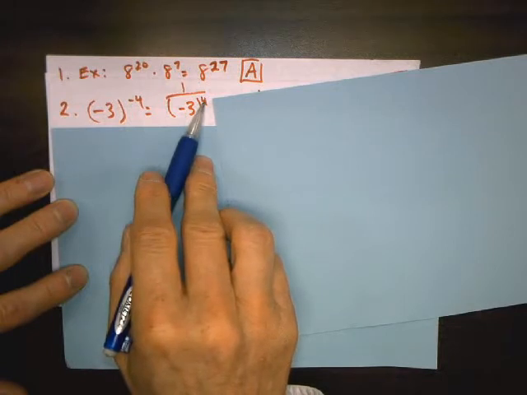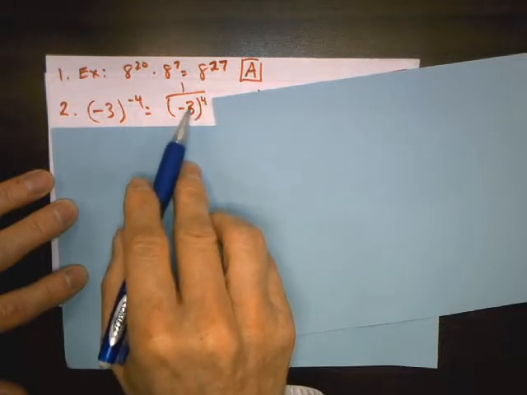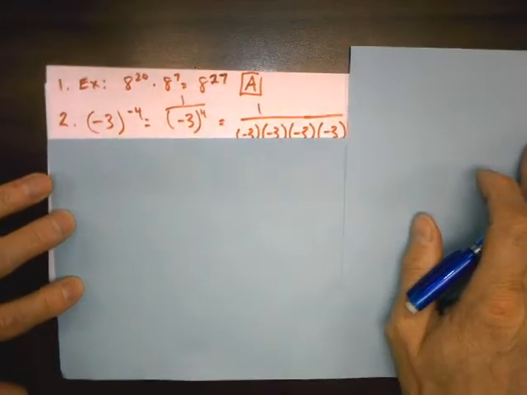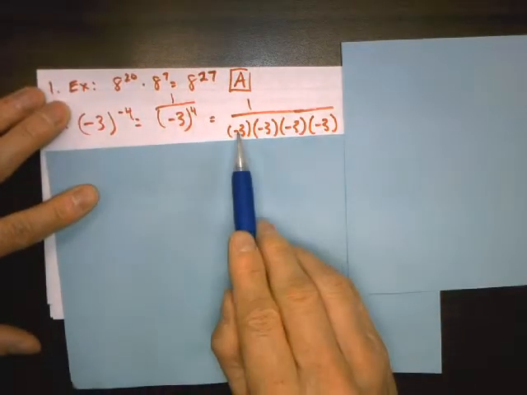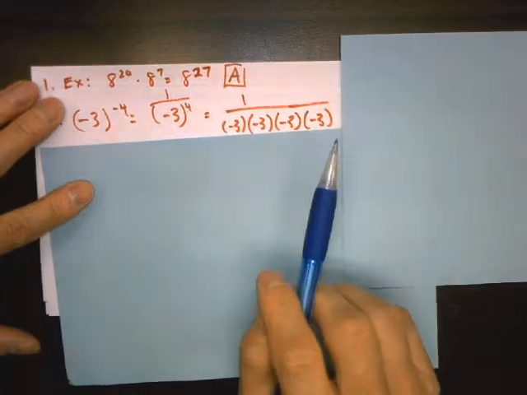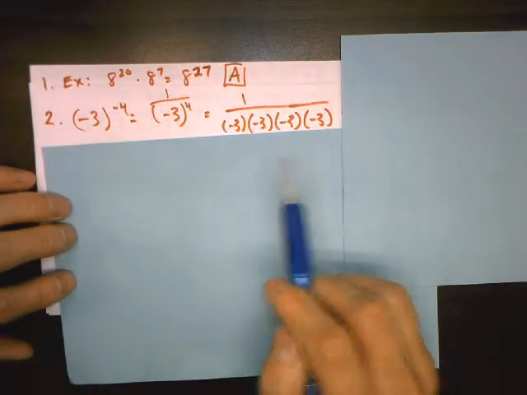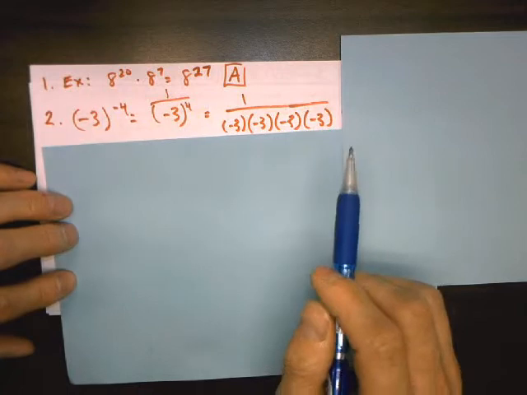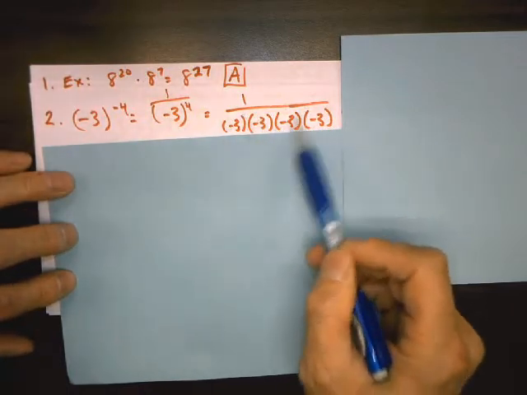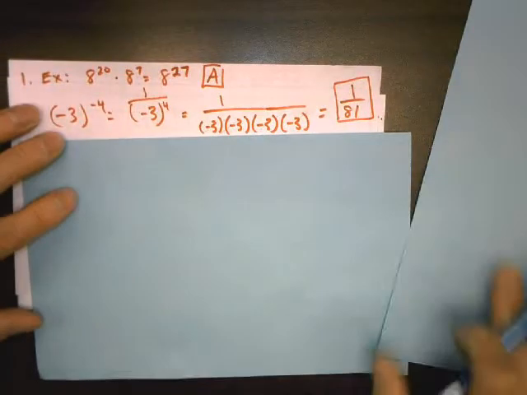Now we're going to deal with the exponent. I have negative 3 4 times. That looks like this. Remember, when you have an even number of negatives, that's a positive answer. If I had an odd number of negative signs, that would be a negative answer. So this is basically 9 times 9, which is 81. I have 1 over 81.